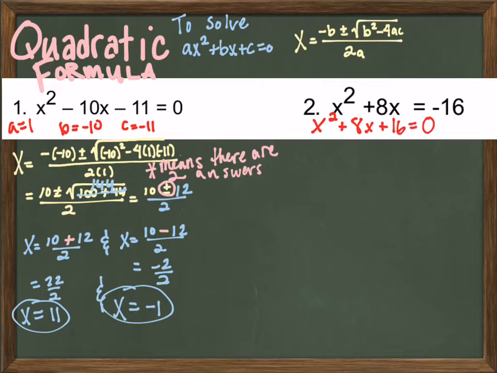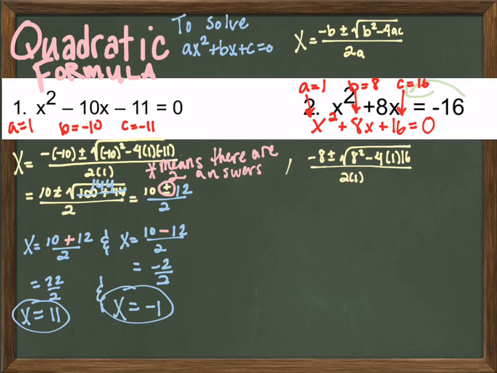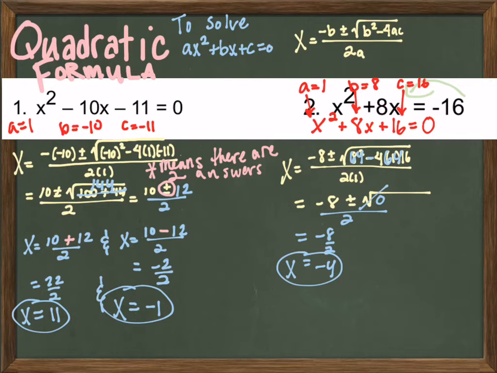So for this one, we have to get everything over to one side first. So we subtracted that over. Then we identify our A, B, and C. Then we plug them into the formula. Now we have to simplify under the radical. Now that simplifies to just a 0. So negative 8 plus or minus 0 is just negative 8. So there's only one answer here.